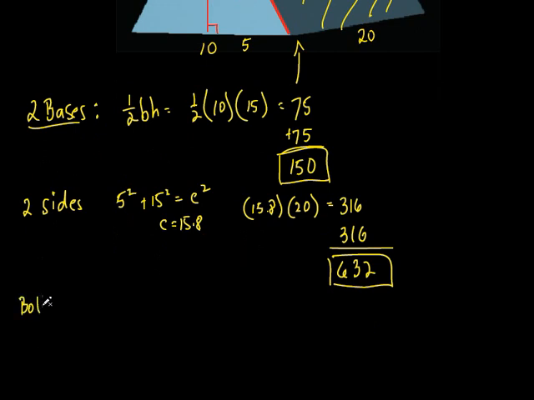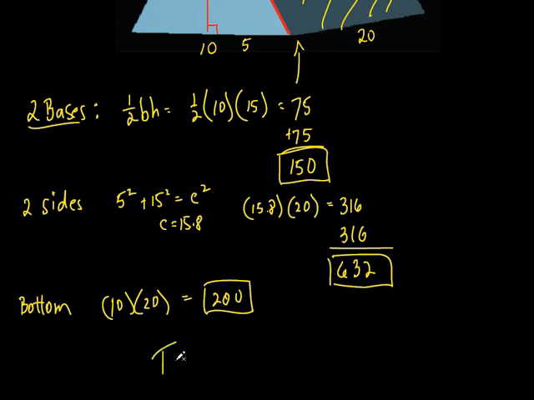So I'm just going to write bottom right here. See, we've got the two bases, the two triangles. We got the two sides, those are rectangles. And then we got the bottom, which is also a rectangle. And it's just the length times the width, or 10 times 20. And that is 200. And that's the third thing that I need to find.